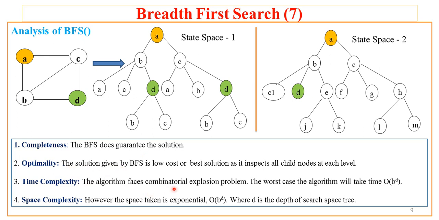Time complexity is the same. It has the same problem as DFS. It faces the problem of combinatorial explosion, because the worst case complexity is b raised to power d. What is b? b is the branching factor, and what is d? d is the depth of the tree. What if we have been given a large graph? This b raised to power d is nothing but an exponential value.